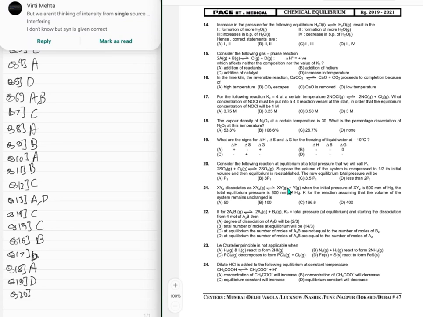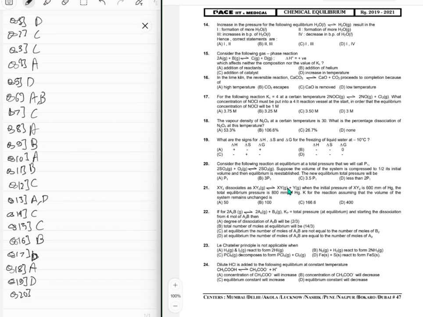Compressed to half of its initial volume, right? Yeah, so the volume does play a role. This is not good. So you can definitely write Kp in terms of the mole fractions, but we don't know what the mole fractions are. That's not good.